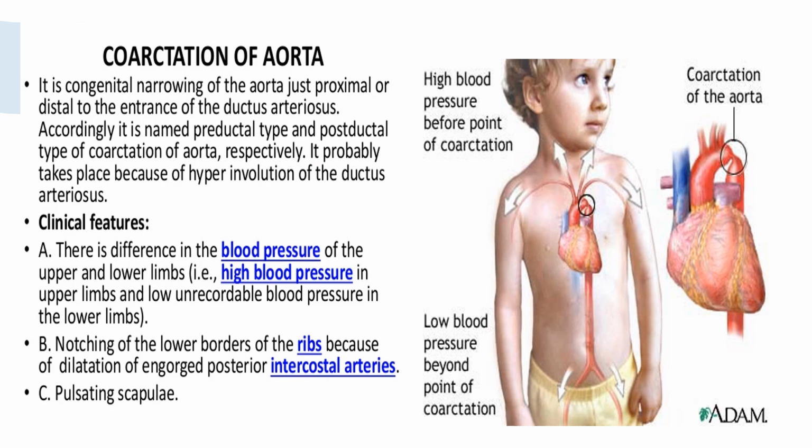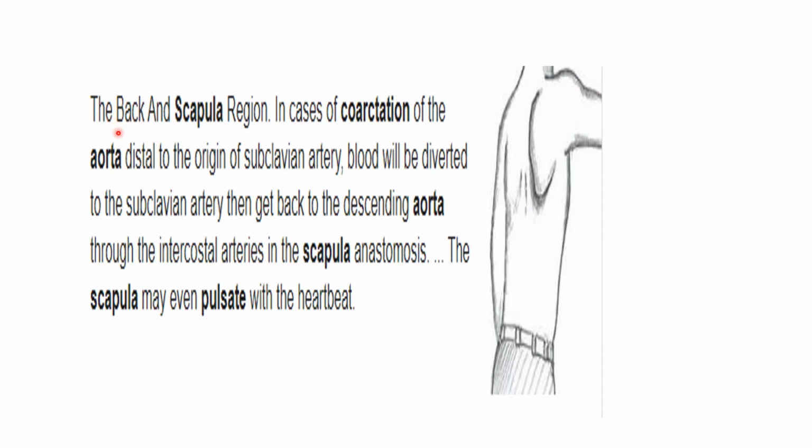So what is this pulsating scapula? The back and the scapular region, as you can see here: in cases of coarctation of the aorta distal to the origin of the subclavian artery, blood will be diverted to the subclavian artery, then get back to the descending aorta through the intercostal arteries in the scapular anastomosis. Okay, so the scapula may even pulsate with the heartbeat. So that is called the pulsating scapula, which can be seen in the coarctation of the aorta.